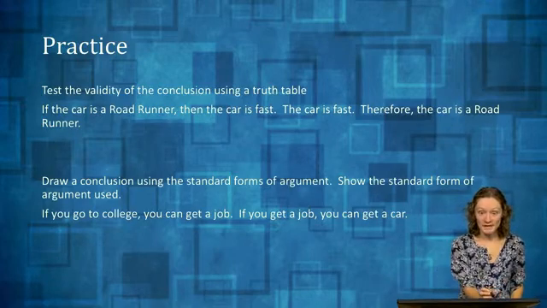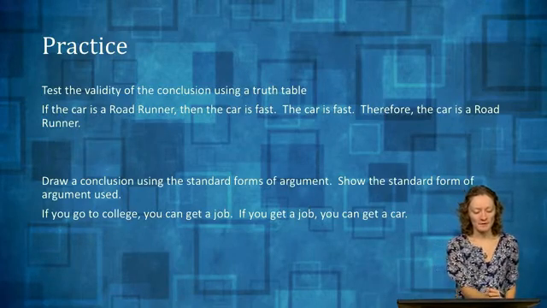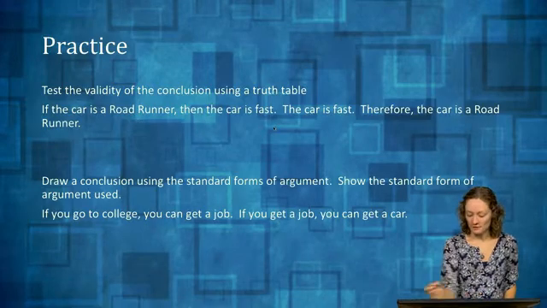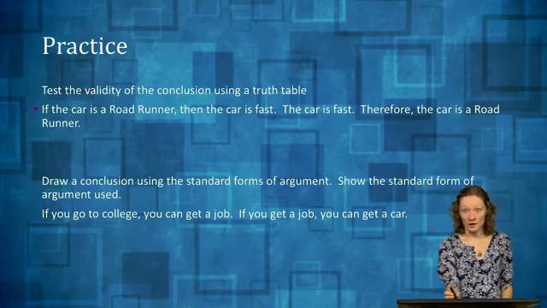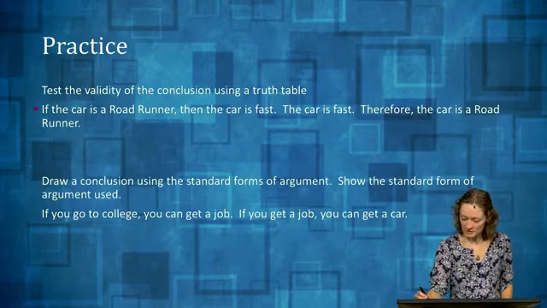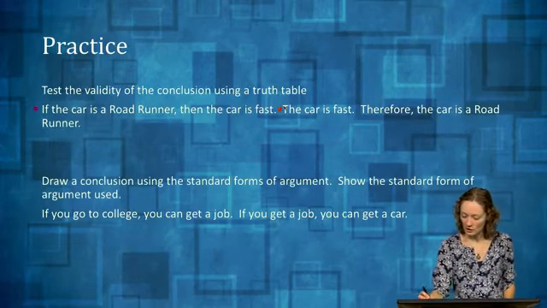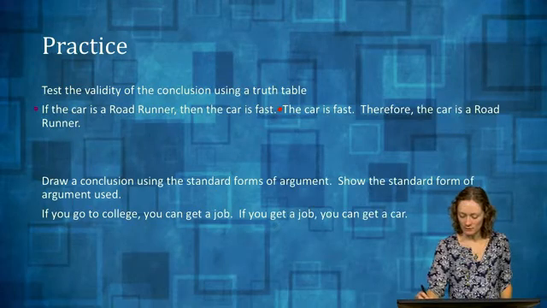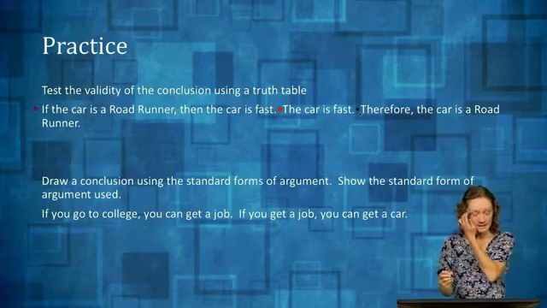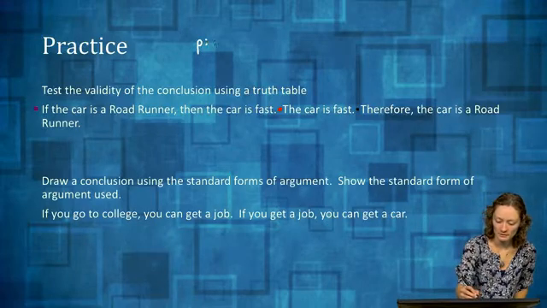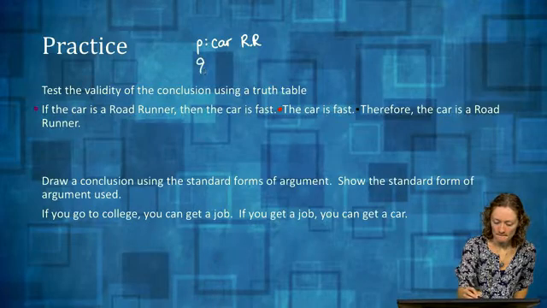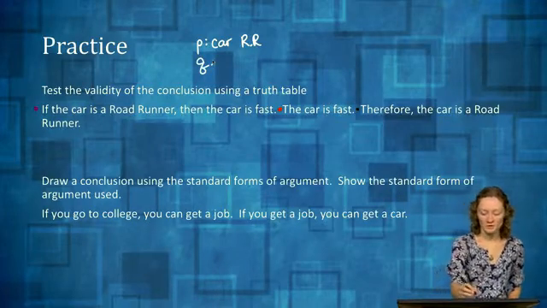So our first one, we're testing validity, so we're going to build the truth table. If the car is a roadrunner, then the car is fast. That's definitely our premise 1. The car is fast. That's our premise 2. Conclusion, therefore, the car is a roadrunner. So what are the ideas that can be deemed true or false here? The car could be a roadrunner. Another idea, the car's fast.